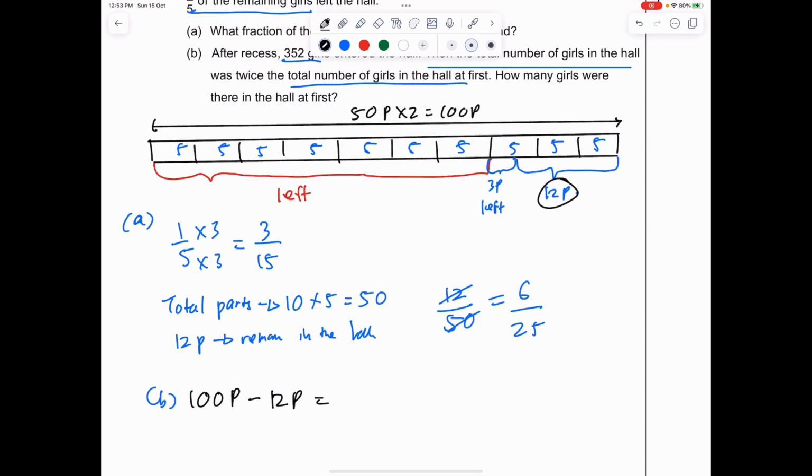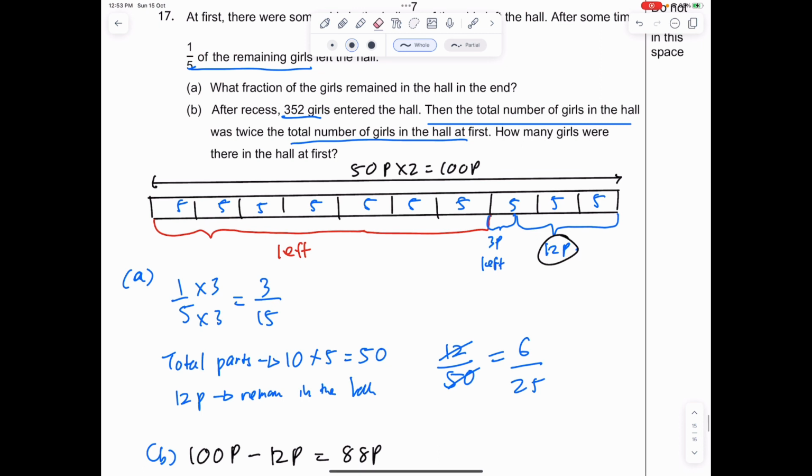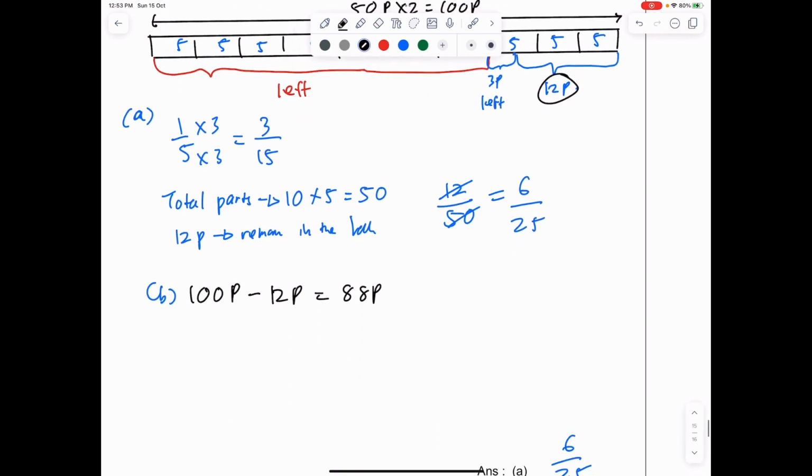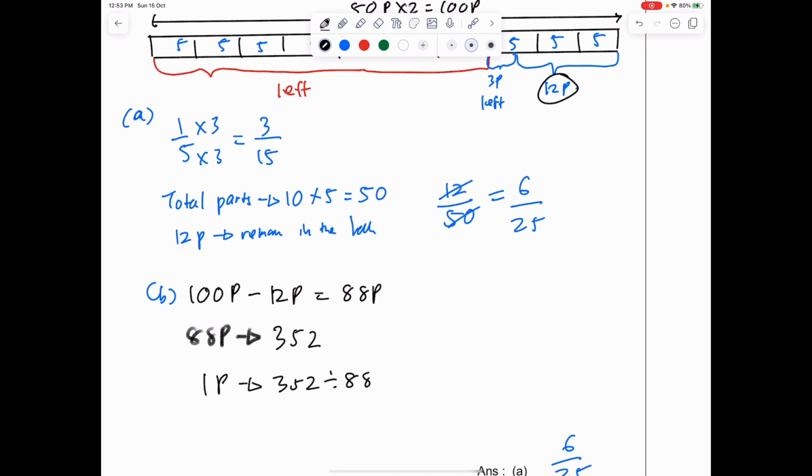This 12 parts over here was already remaining in the hall. So that leaves us with 88 parts. So this 88 parts is the one that actually is equivalent to 352 girls. So therefore 88 parts is 352. One part would be 352 divided by 88. And your answer would be 4.